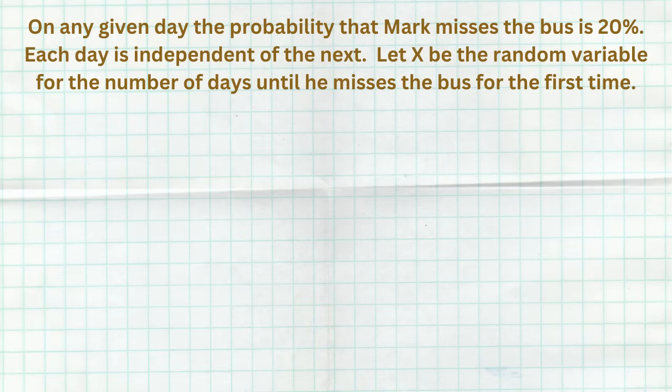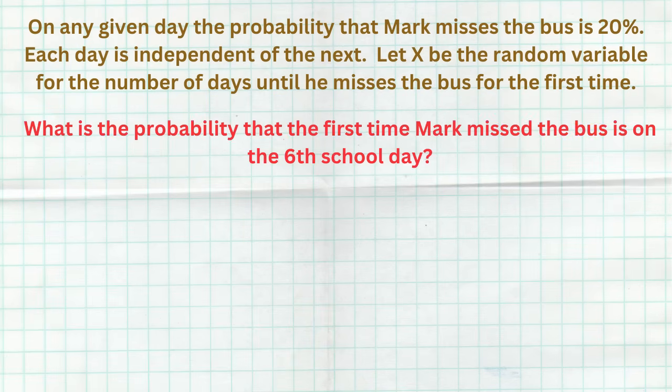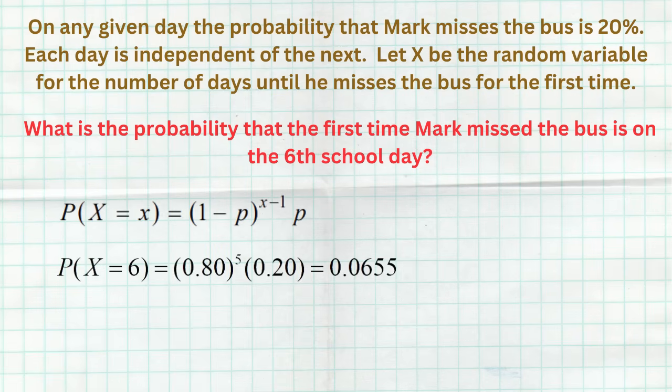So what is the probability the first time Mark misses the bus is on the 6th day of school? Well, that's actually pretty simple utilizing this formula. This formula looks kind of more complicated than it really is, but we have to start off with failures. So that means that the first 5 days, he did not miss the bus, which would be 80%, 80%, 80%, 80%, 80%. So 0.8 to the 5th. And then on that next 6th day, he missed the bus. That would be the 0.2.